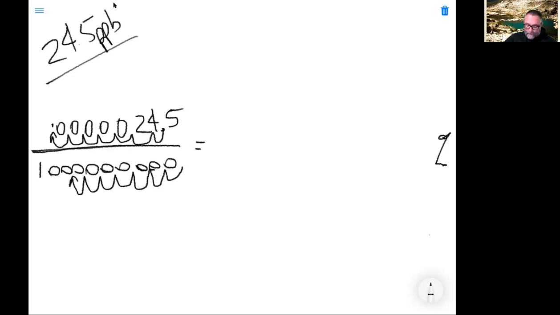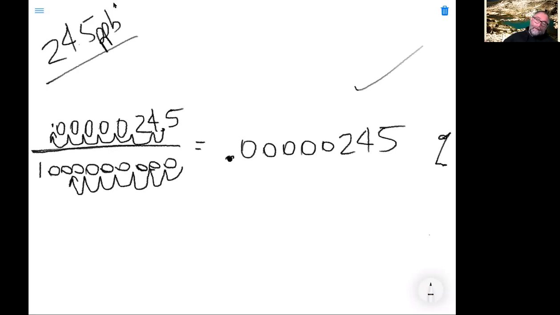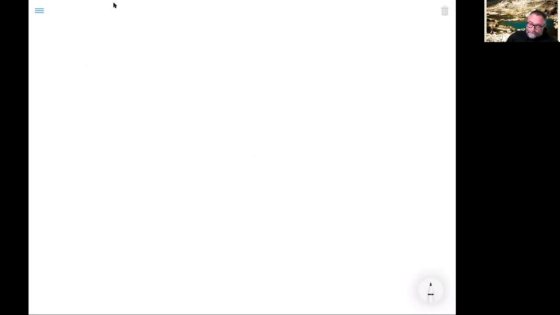24.5 parts per billion is the same as saying 0.0000245%. And you can see why we use parts per billion, right? Because it's less annoying than writing all the zeros.